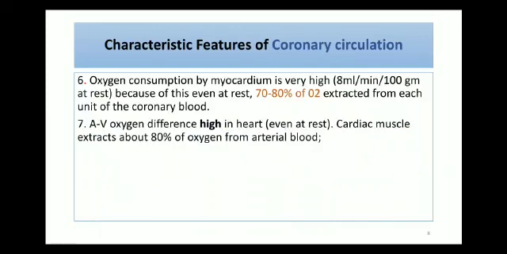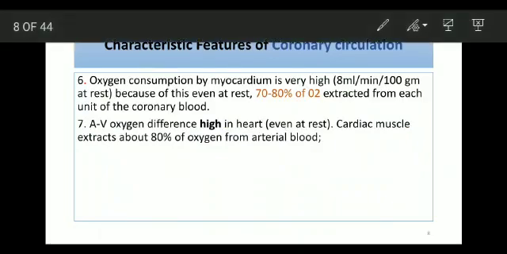Cardiac muscle extracts about 80% of oxygen from arterial blood, and that is the reason why the AV oxygen difference is high. So it can be asked that way: why is cardiac muscle able to extract about 80% oxygen from the arterial blood? What happens to the arteriovenous oxygen difference in case of the heart?